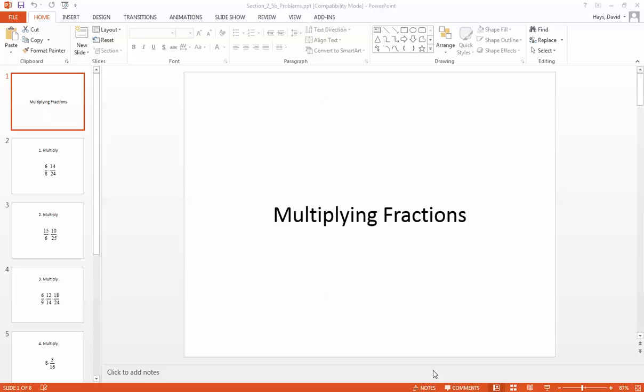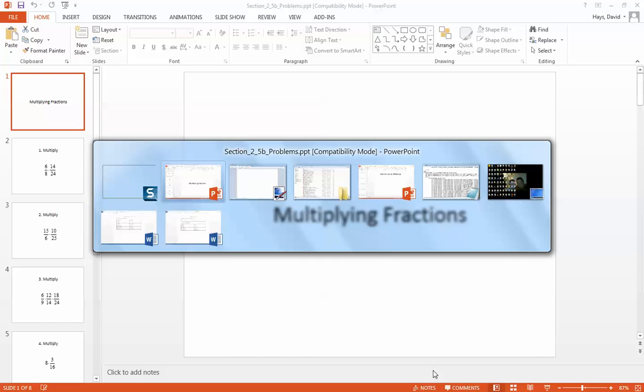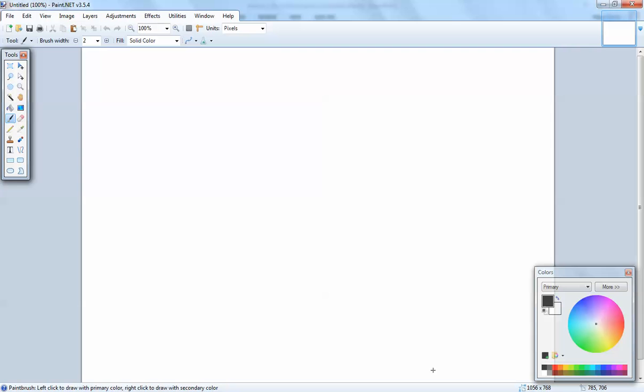Let's take a look at multiplying fractions. And first I'll write down the formula. Now I'll give us some practical tips. So, multiplying fractions. And it goes like this.